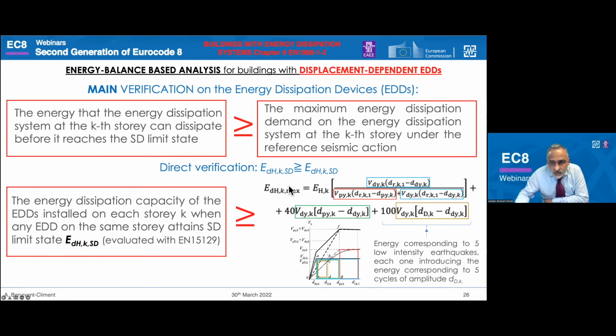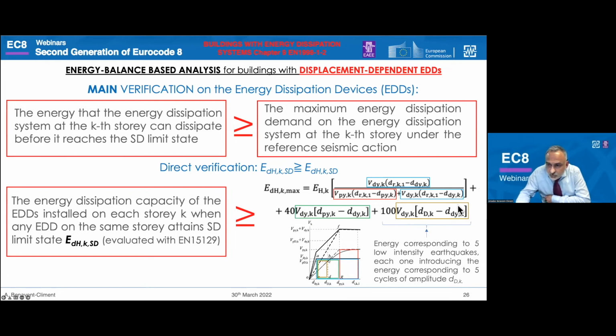This demand is evaluated as the sum of these factors. This one is the portion of this total energy that goes to the K story, distributed according to the areas that I pointed out before. But we also have to add this term that represents the energy that the dampers must dissipate in the cycles in which the maximum displacement of the main structure remains below this value, that is the yield displacement of the main structure.